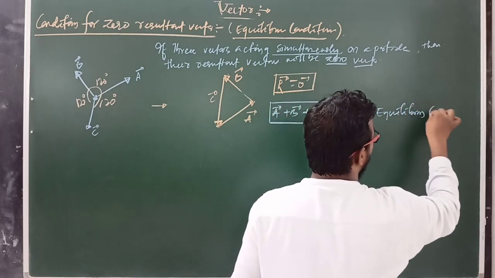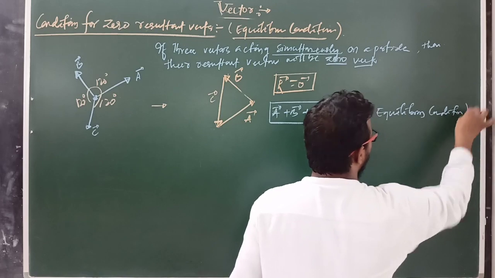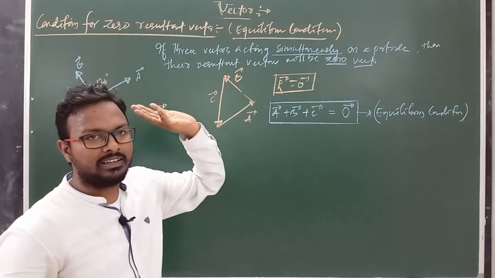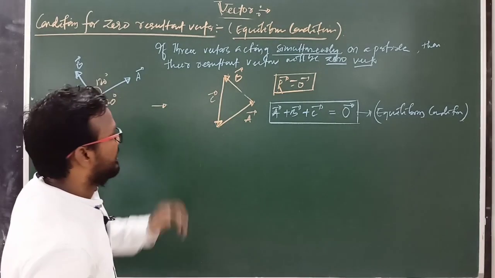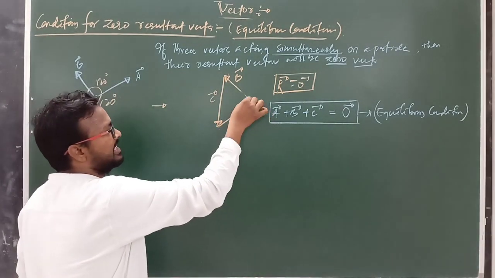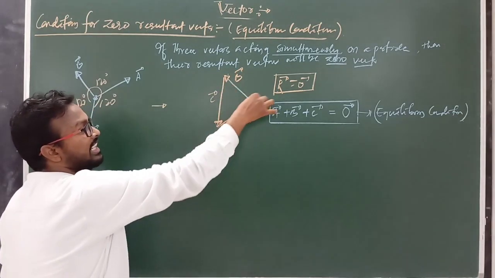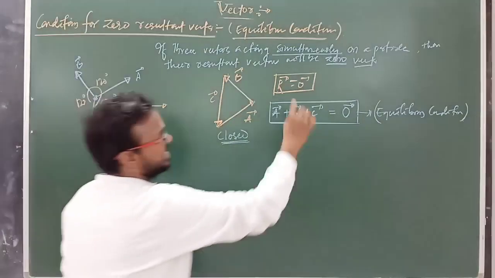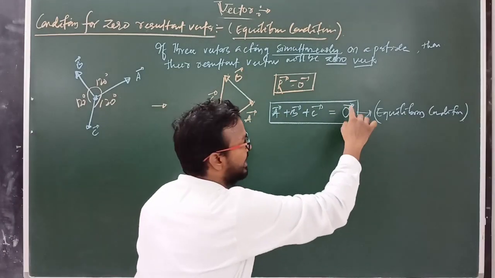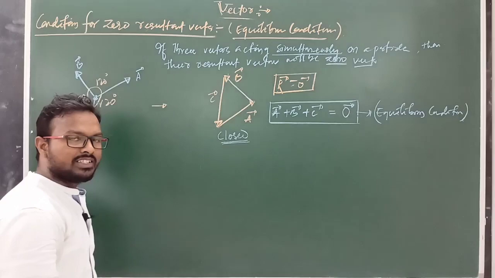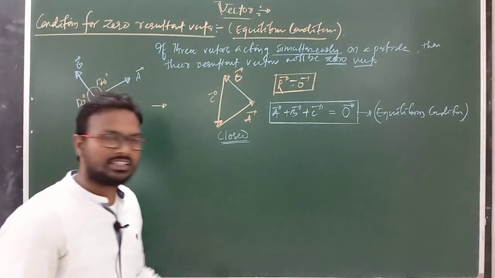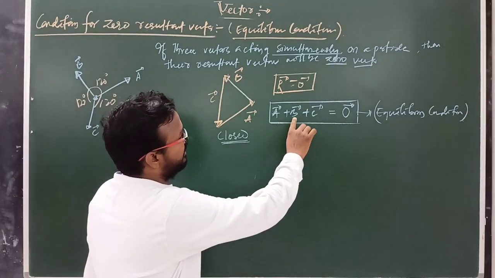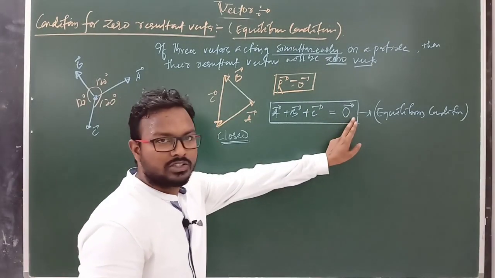Equilibrium condition of vectors means if three vectors act simultaneously on a particle, and if these three vectors represent a closed triangle, then the resultant vector will be the zero vector. Clear? This is the law: vector A plus vector B plus vector C is equal to zero vector.